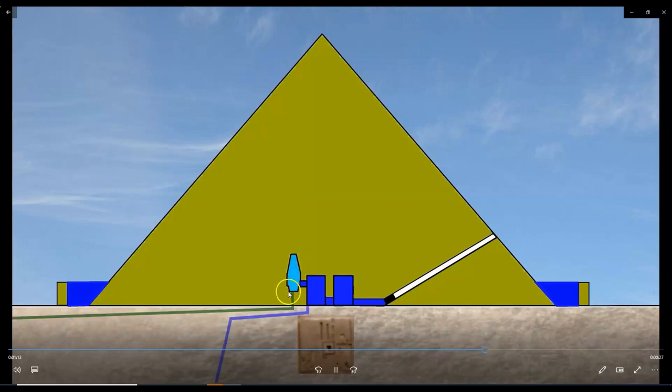The ammonia solution is then drained from the final synthesis chamber, and the remaining chamber drained in preparation for the subsequent production cycle. So that, ladies and gentlemen, is the function of the Red Pyramid.